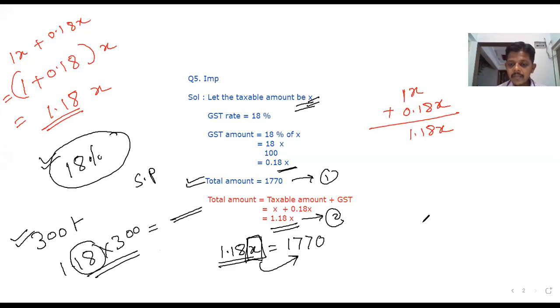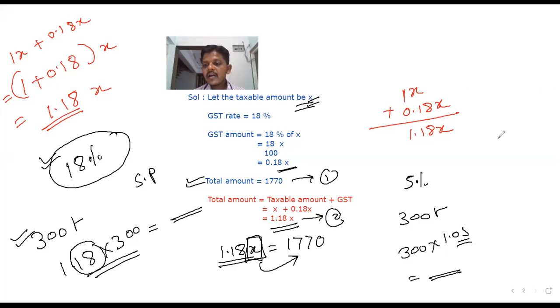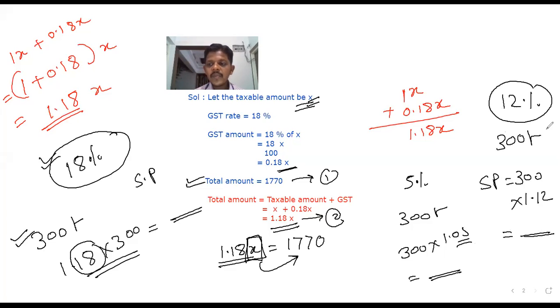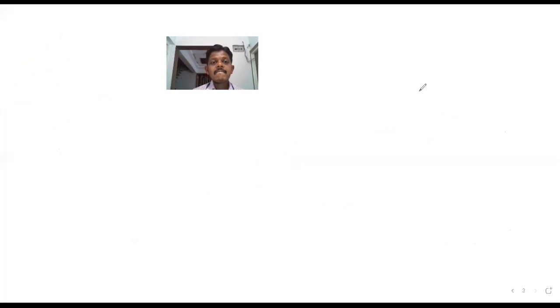Yes, sir. For the same 300 rupees product, if the GST slab rate is 5%, it would be 300 multiplied by 1.05, which will directly give me the selling price along with the tax. For the same product of 300 rupees, if the tax rate is 12%, my selling price would be 300 multiplied by what? 1.12. 12% is now the tax rate, I am telling you. Are you understanding? Yes or no?